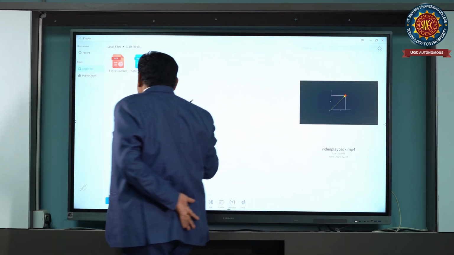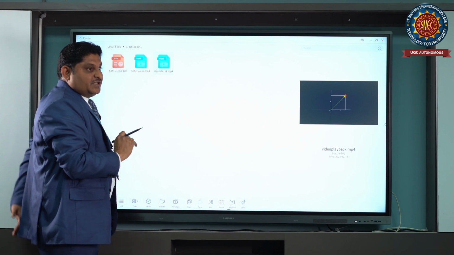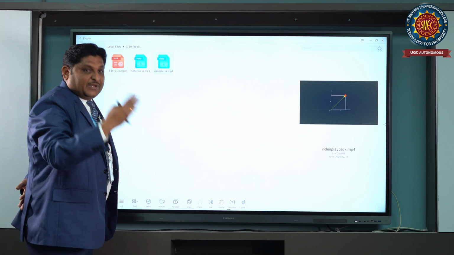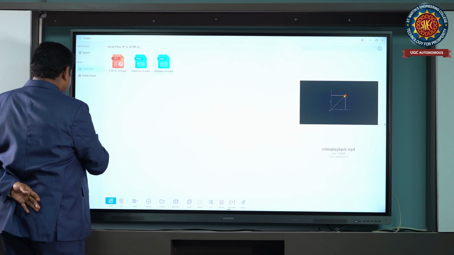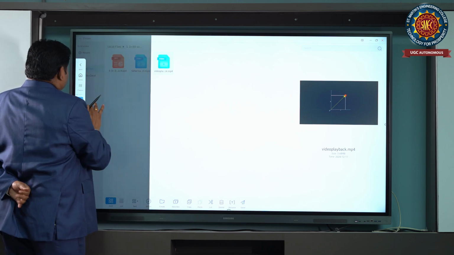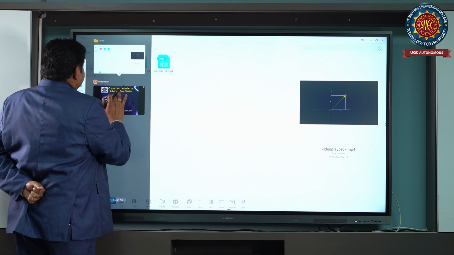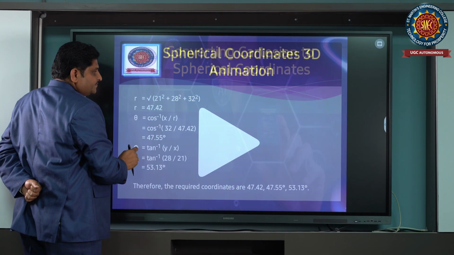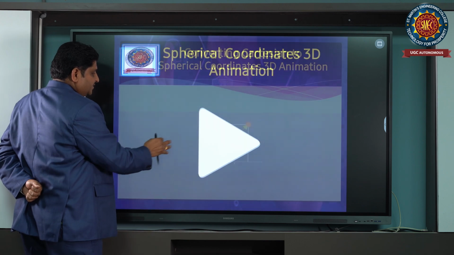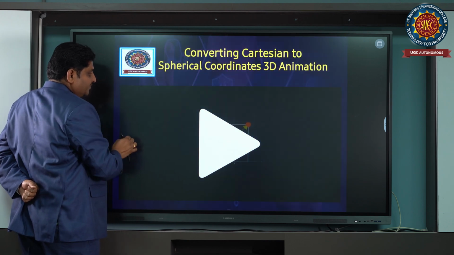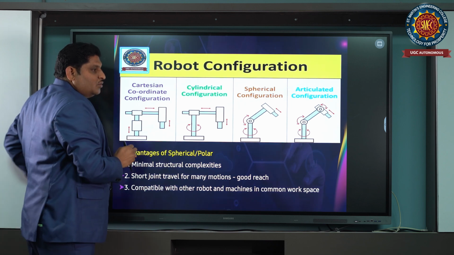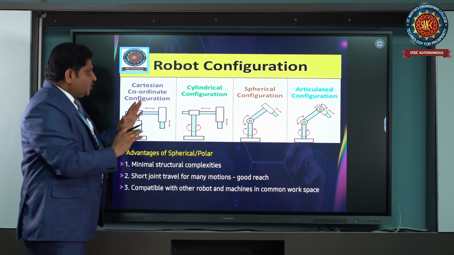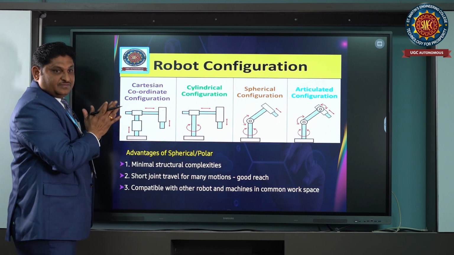So this is in general the geometrical representation. We have already discussed one example. Now what is its application? So one application we'll discuss here. The graphical representation we already discussed. Now for the one special application, you see this is the robot configuration.